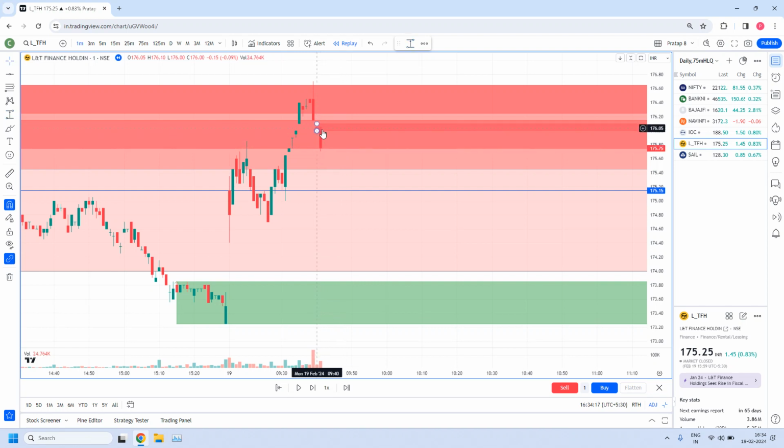If this supply zone is violated, immediately we need to exit our trade. Maybe the profit we get is very, very minimal, but still, even 10 rupees profit is also a profit. 10 rupees profit is much better than our stop loss exit. So now our investment is protected. Definitely we won't get a loss if this 1 minute supply zone is violated. But let us see what happened next.